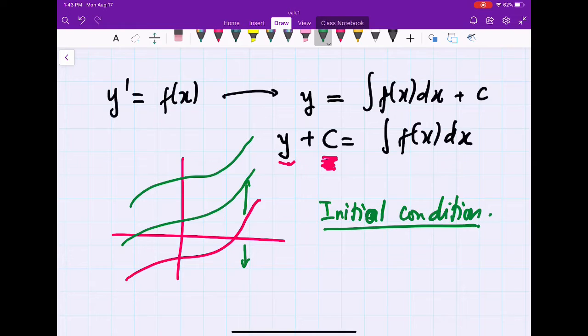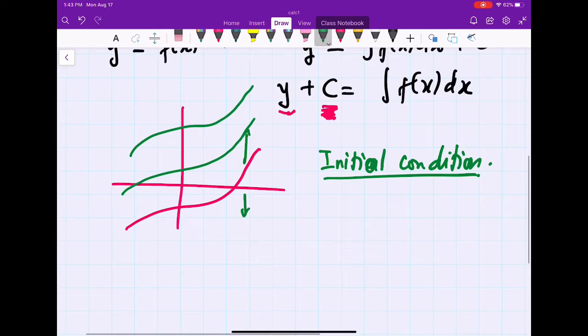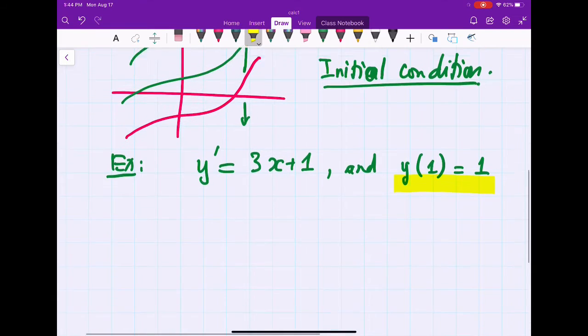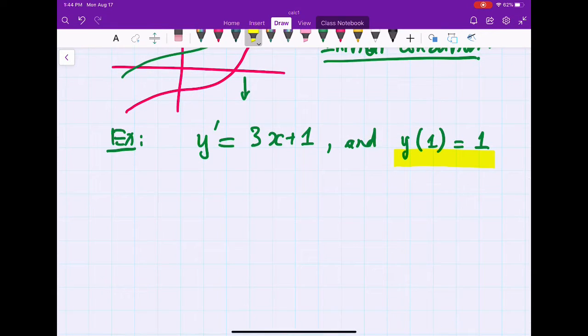So let's consider the following example. I have y prime equal to 3x plus 1, and y of 1 is equal to 1, for example. This condition is the initial condition. It means when x equals 1, y is also 1. We need to find the y.